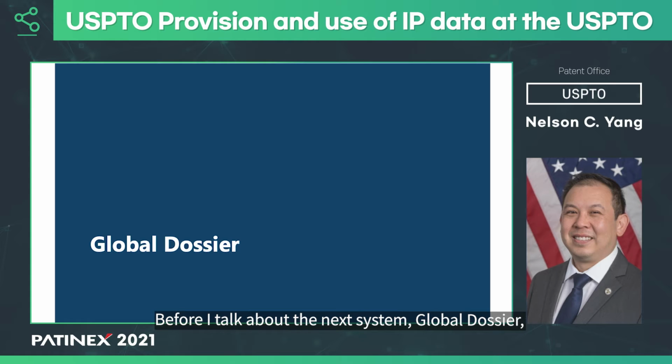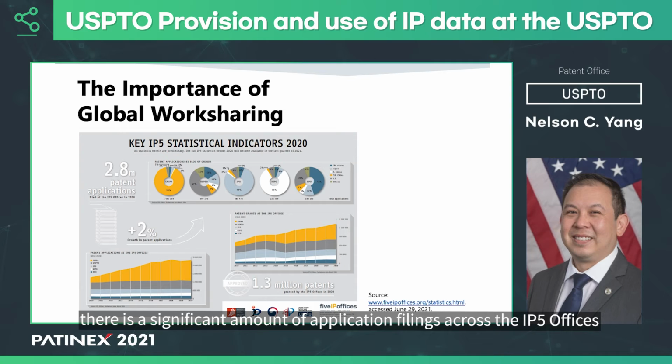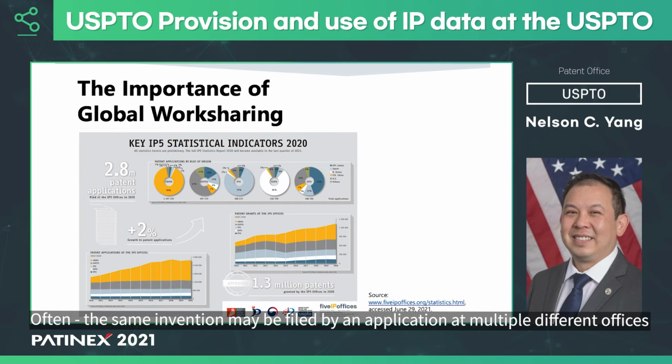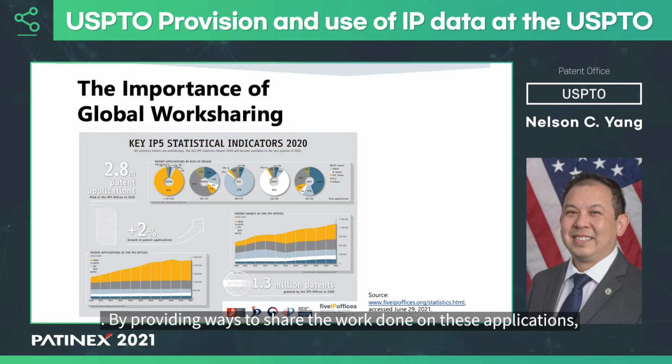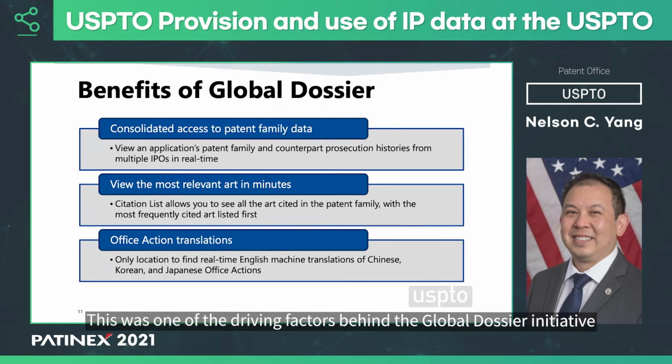Before I talk about the next system, Global Dossier, I wanted to speak briefly about the filings around the world. As you can see here in the key IP5 statistical indicators slide, there's a significant amount of application filings across the IP5 offices. Often, the same invention may be filed by an applicant at multiple different offices. By providing ways to share the work done on these applications, we are hopefully able to provide more consistency during the prosecution process, and hopefully also more consistency in the scope of protection globally. This was one of the driving factors behind the Global Dossier initiative.